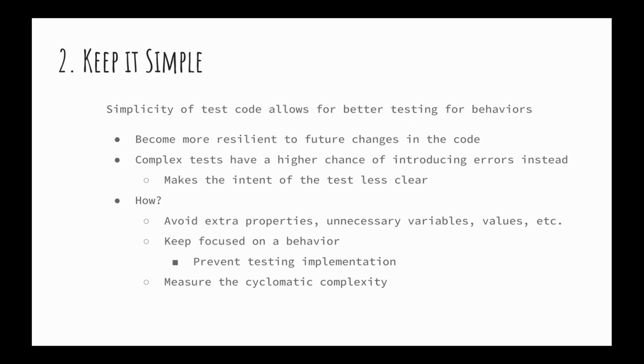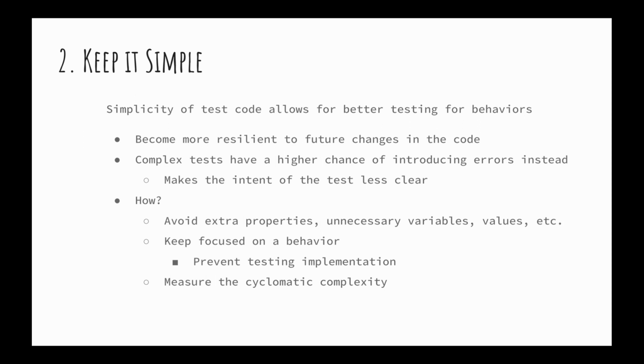And complex tests have a higher chance of introducing errors instead, because the more complex it is, it might be easier for the developer to miss mistakes that they've made in the code. And if the code still passes incorrectly, it'll make the developer think that everything's running smoothly, but instead they just missed a bunch of errors that just went through. It also makes the intent of the test less clear.